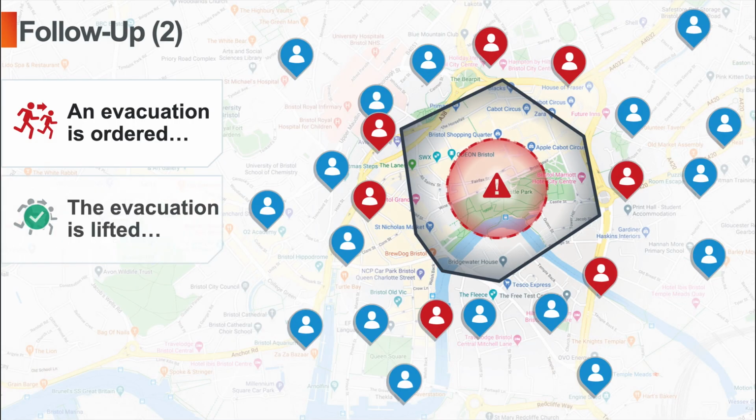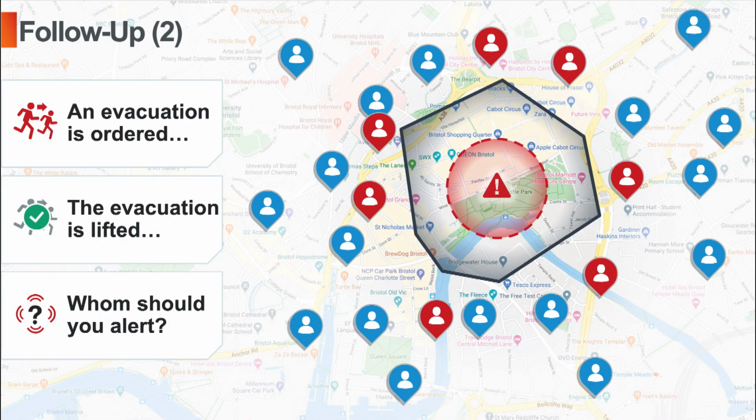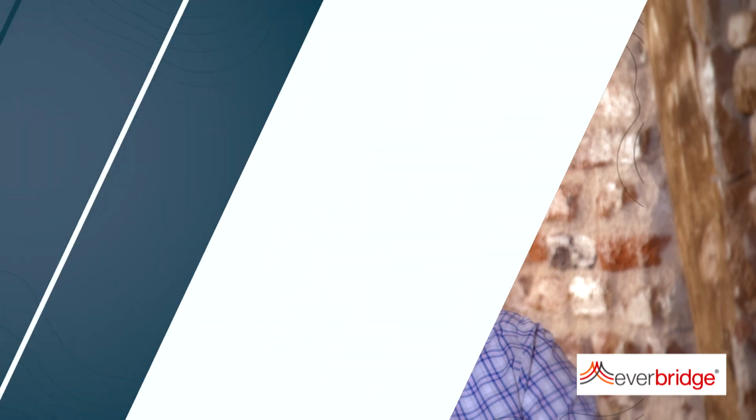Right? Once the evacuation is lifted, who are you going to send a notification to let them know that the evacuation order is lifted? Well, it's easy enough now. You can actually see them color-coded. Instead of sending it to everybody in a much broader area, you can actually target just those people who were in the originally impacted area and who received the original notification. Easy enough.